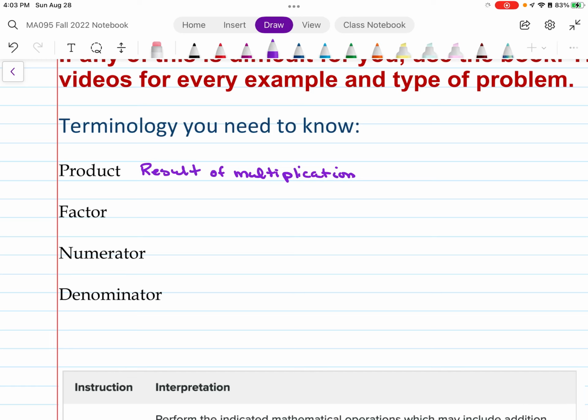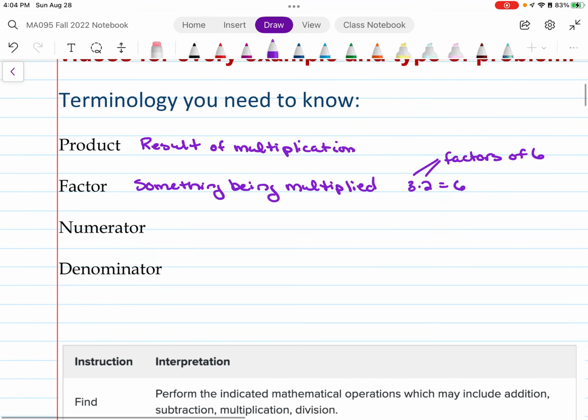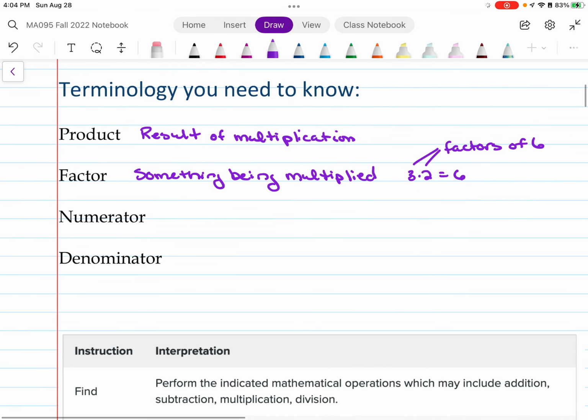A factor is something being multiplied, and that takes at least two things, right? Being multiplied. So if I say 3 times 2 equals 6, then these two here are the factors of 6. There are more. 1 and 6 also are factors of 6. So a factor is something you need to understand, what that is, where it comes from, how to find it, that kind of thing.